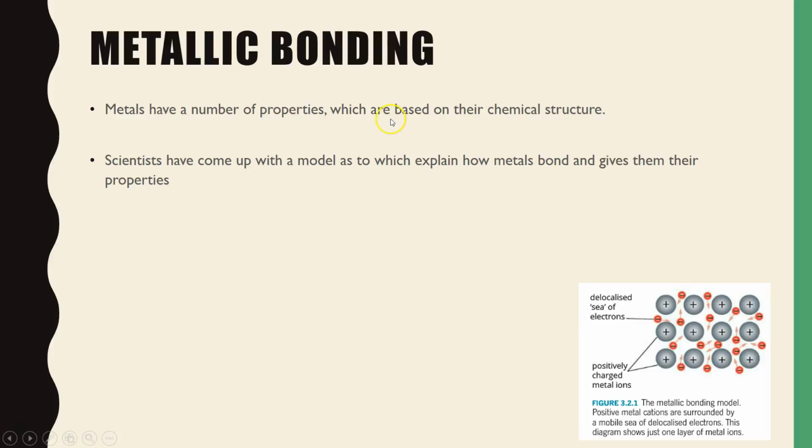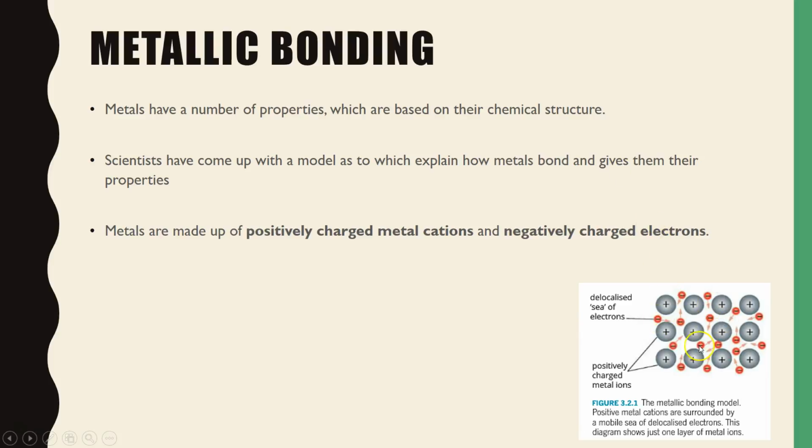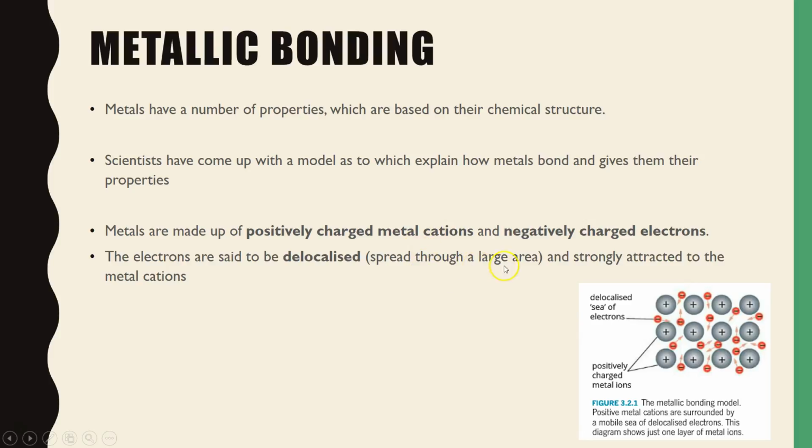So metals have a number of properties, and they're based on their chemical structure. Scientists have come up with a model. A model is a way of explaining something that's been refined over time to explain why metals bond and give their properties. So it's made of positively charged cations, metal ions, surrounded by lots of delocalized negative electrons. The electrons are spread through a large area, and they're strongly attracted to the cations, so they can't just fly off out of the lattice or out of the structure.